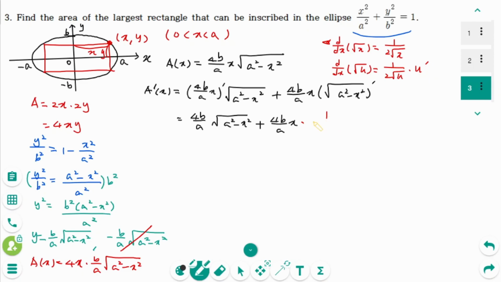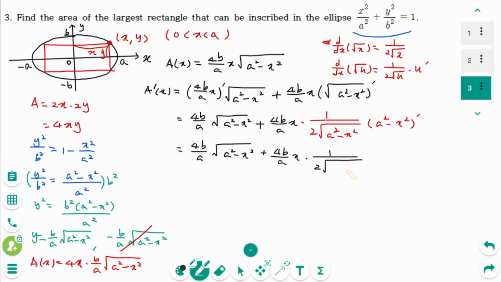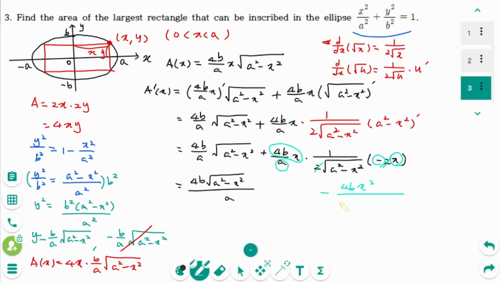Then back to the original, 1 over 2 square root of a squared minus x squared times a squared minus x squared prime equals 4b over a times square root of a squared minus x squared plus 4b over ax times 1 over 2 square root of a squared minus x squared times minus 2x equals 4b square root of a squared minus x squared over a minus, 2 is cancelled, 4bx times x, 4bx squared over a square root of a squared minus x squared.